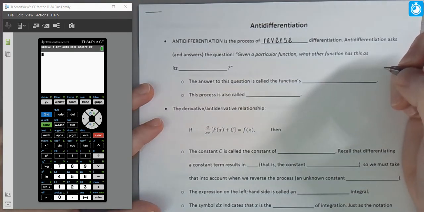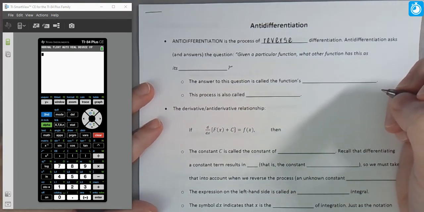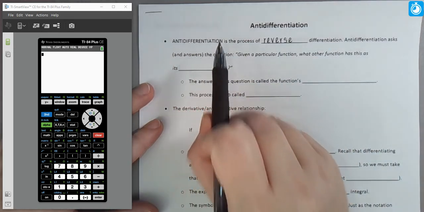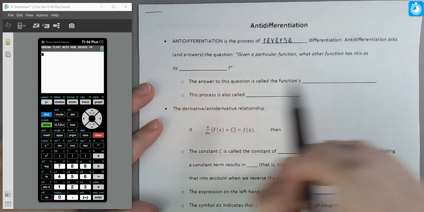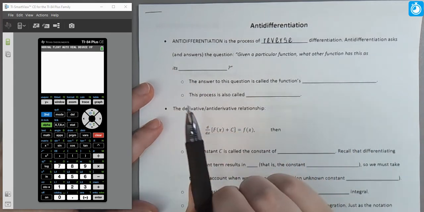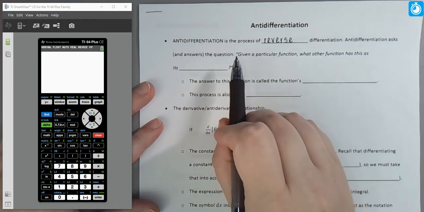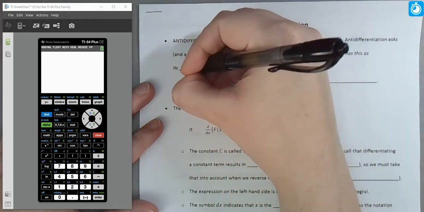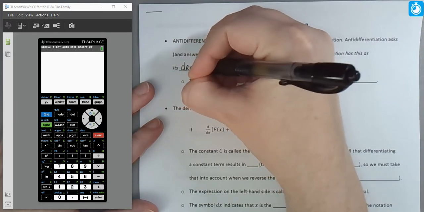So essentially, if we were to take a function and differentiate it, we find a derivative. If we were to reverse that process, then we perform the process that we're going to refer to as anti-differentiation. So essentially, anti-differentiation asks and ultimately answers the following question. Given a particular function, what other function has this as its derivative?